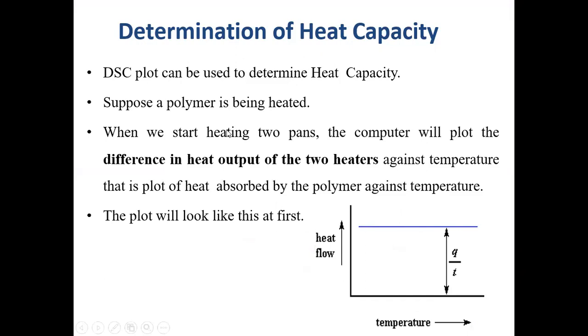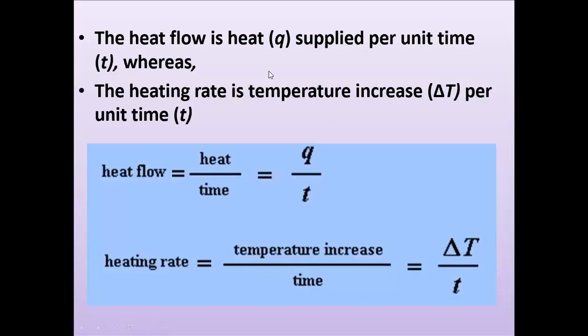finish it. Okay. And when we start heating 2 pans, suppose we have placed a polymer sample. So what will start? First we will do heating of both the pans. Now the computer will plot the difference in heat output of the two heaters against temperature. That is a plot of heat absorbed by the polymer against temperature. So if you plot a graph between heat flow and temperature, initially you will get a line like this. And the heat flow is heat, that is Q, supplied per unit time.